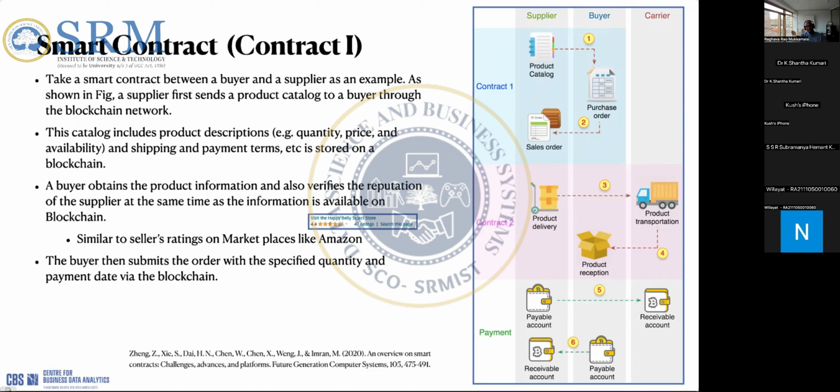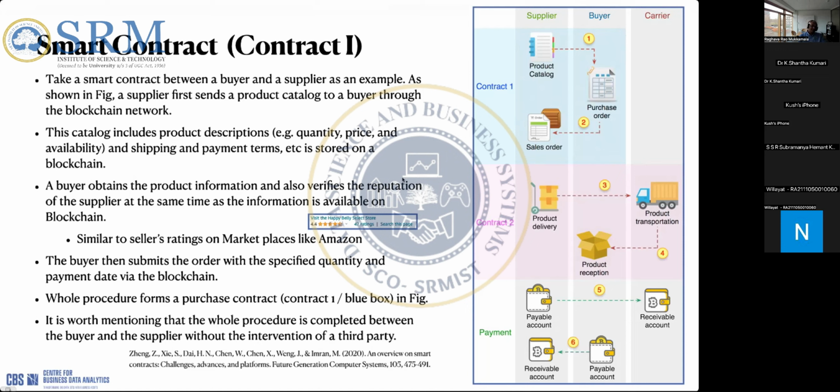So that means he will simply choose a certain quantity of the T-shirt and then place the order. And all this process will create one smart contract. So everything is done in one smart contract. Whenever the buyer sends confirmation or places an order, everything is built into one smart contract. So this is the first smart contract which we see.